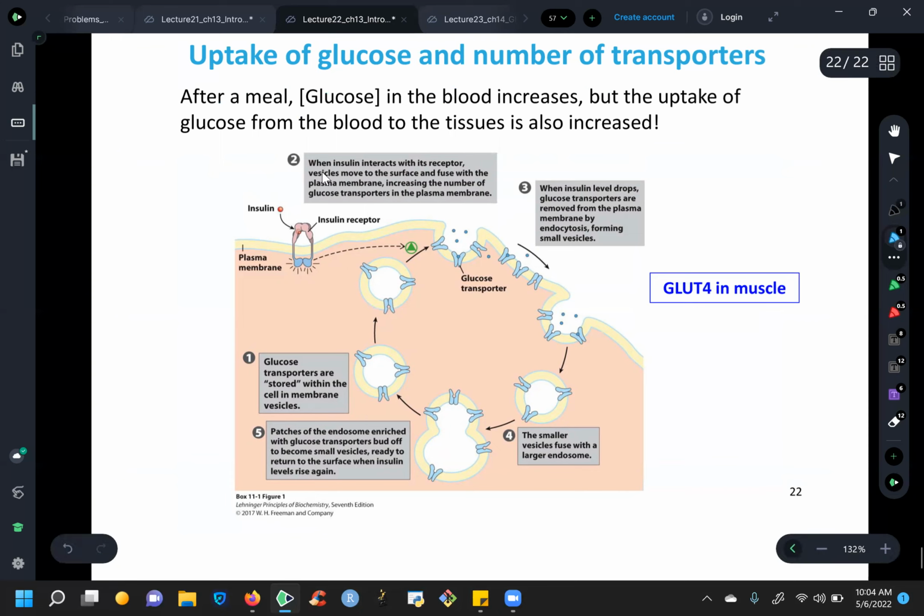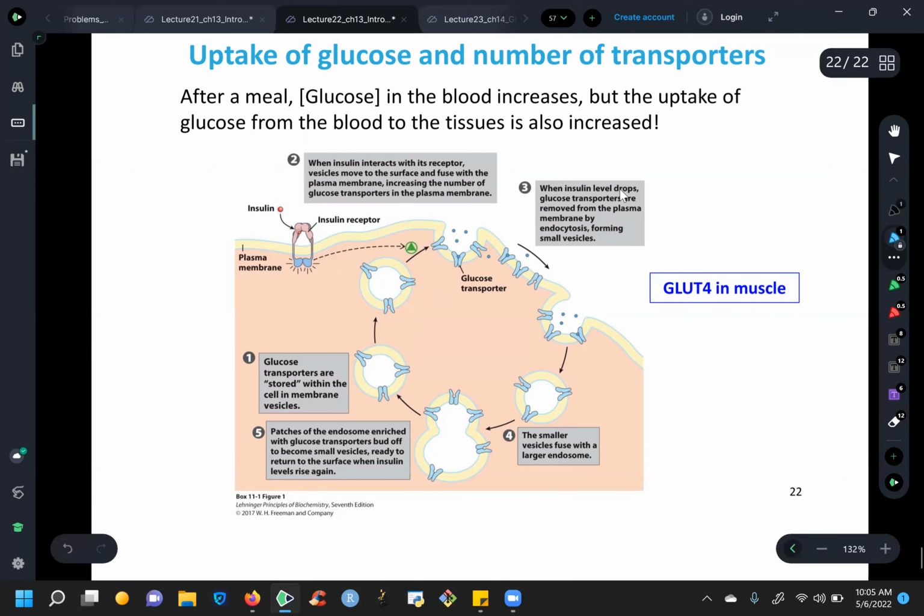But number two, when insulin interacts with its receptor, vesicles move to the surface and they fuse with the plasma membrane, and the number of glucose transporters in the membrane increases. So you see how each one of these is holding 3 glucose transporters? They were all hiding, but now we have like 15 glucose transporters whenever these guys go to the plasma membrane. That's how we rapidly take in all of the glucose away from the blood. We import it into the cells by doing this.